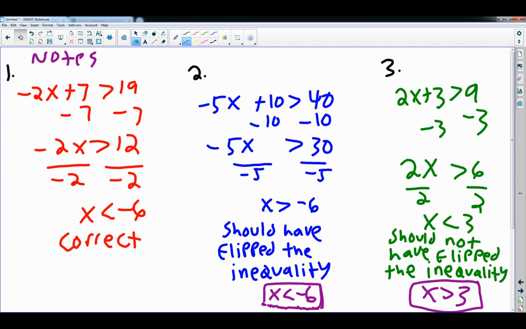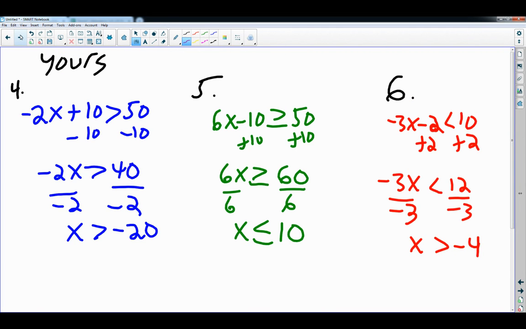So here are your 4. I would pause the video here, write these down, write down your answers, take a pretty picture, and submit. And don't forget to copy the notes.